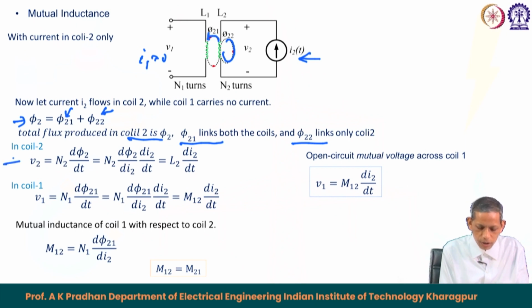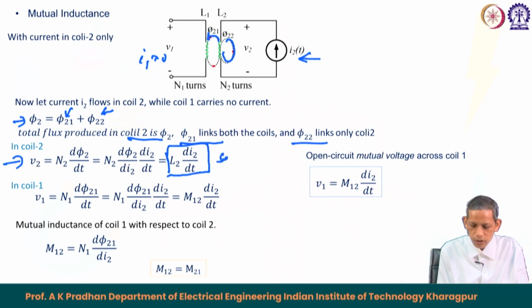So, in this case, similar to the earlier analysis, V 2 equals N 2 d phi 2 by dt, and that equals L 2 d I 2 by dt. So, this is about the self inductance.